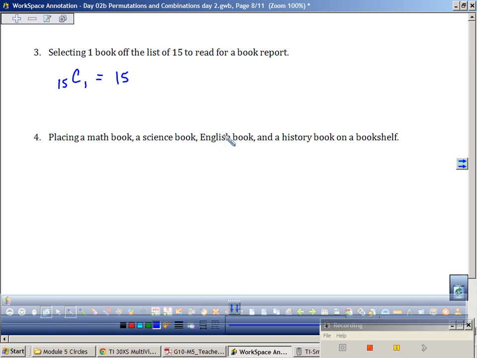Placing a math book, a science book, English book, and history book on a bookshelf. Okay, placing them in order means order matters. There has to be some type of order if they're going to be on a bookshelf. So that would be 4, and we're going to place all of them on the shelf. So that would be 4 permutation 4. Which equals 24 different ways to do that.